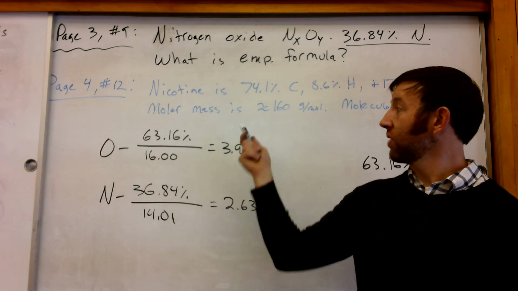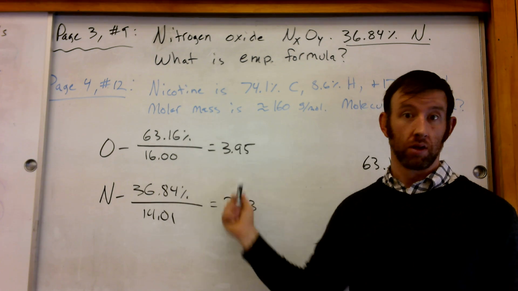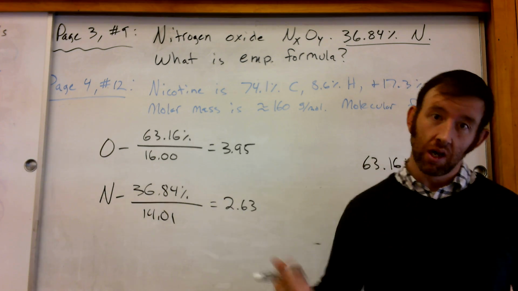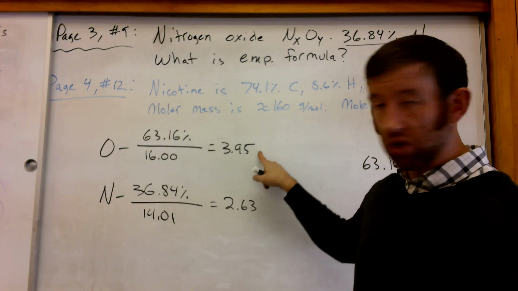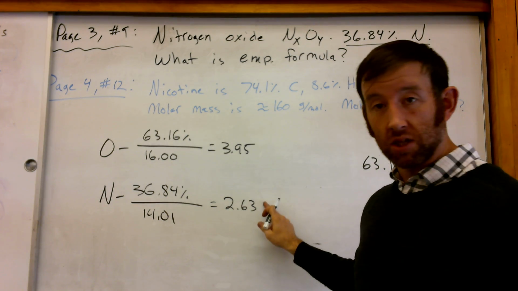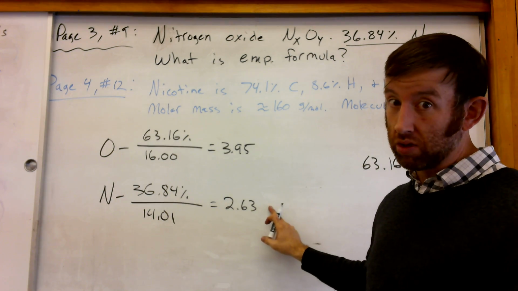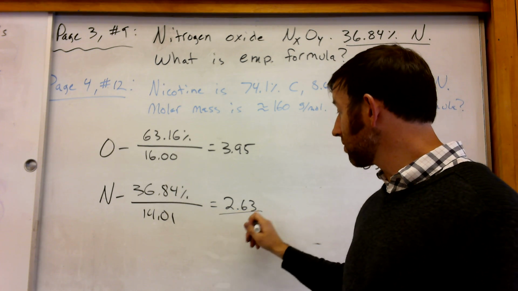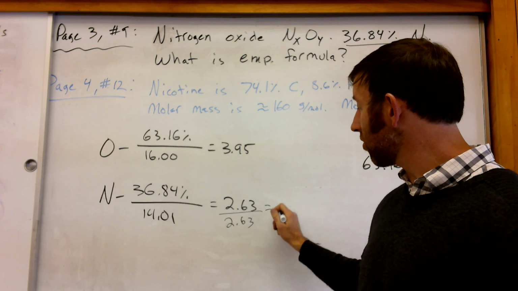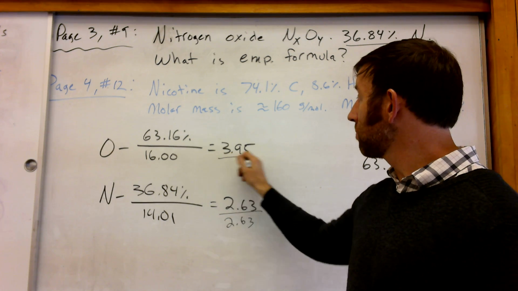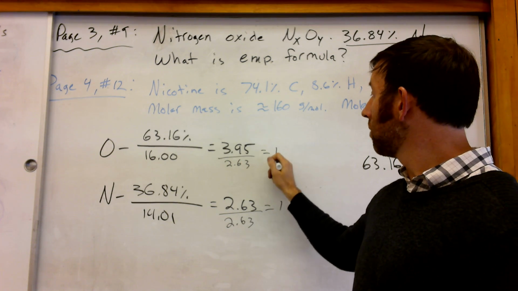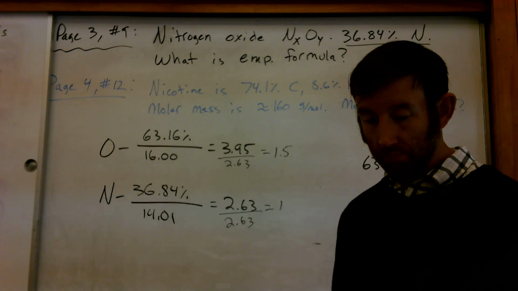Now I actually have a ratio, but I want to turn this into whole numbers. This is kind of hard to spot. Some of you are good at math and can maybe pick it out fast. But the simpler way to turn this ratio into a whole number ratio is to take the smaller of the two. That's this small number right here. We're going to divide both quantities by the smaller of the two. The number divided by itself gives me 1. If I go 3.95 divided by 2.63, I get 1.5.